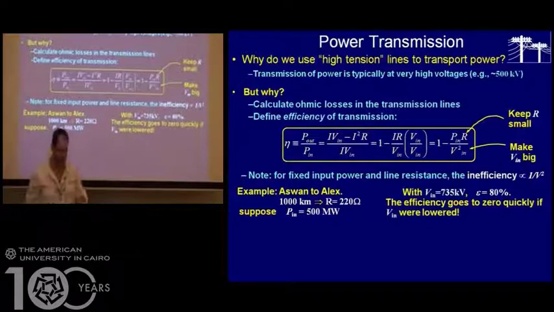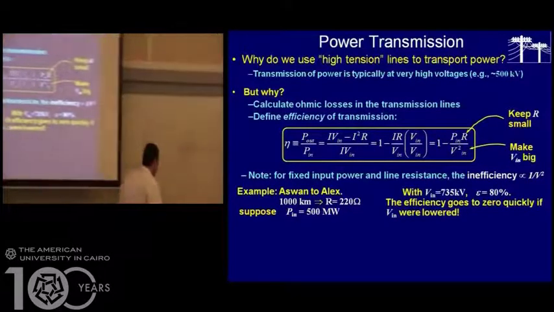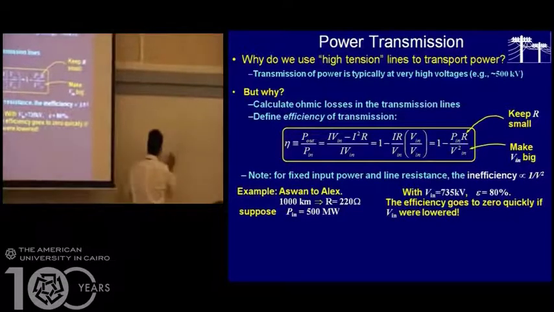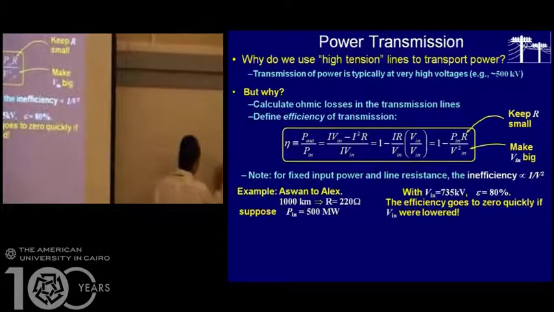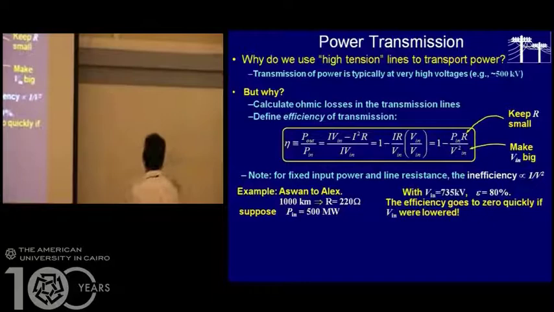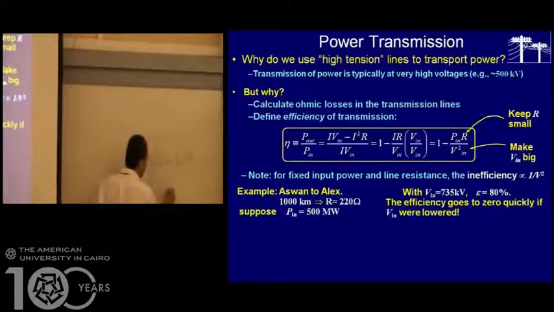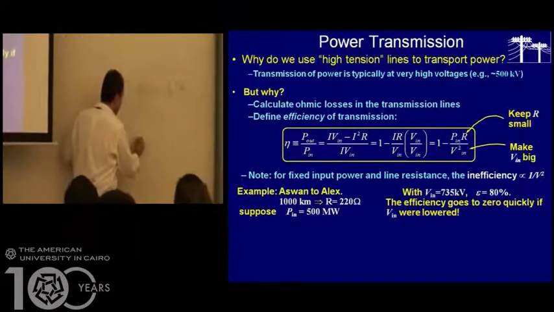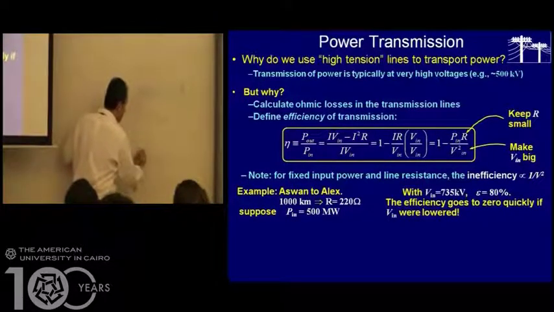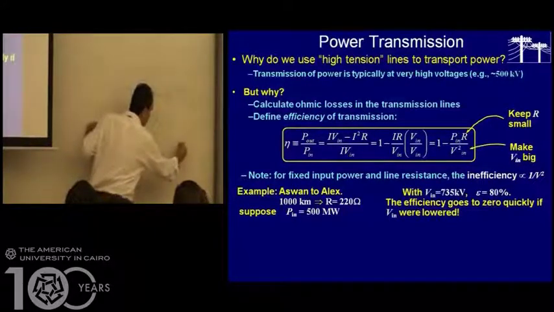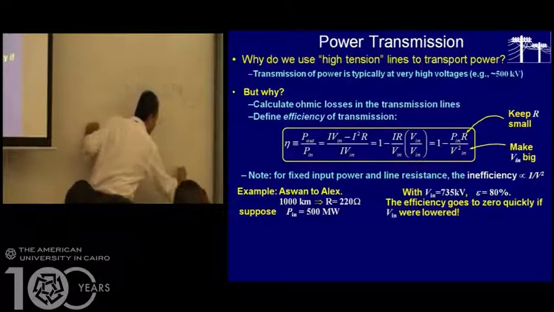Okay, that's a good question. My son, who's 10 years old, knows how to do this. IV in minus I squared R divided by IV in equals IV in divided by IV in minus I squared R divided by IV in.